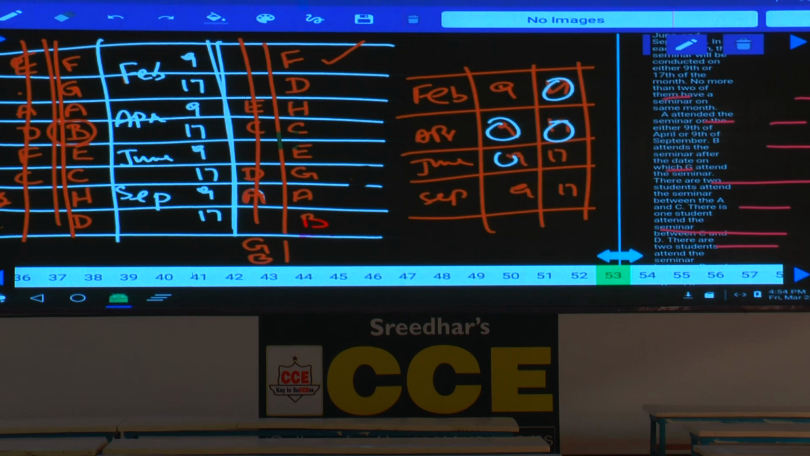The next one, after this 88 to 93, is 94, 95, comparison. Then 96 to 100.